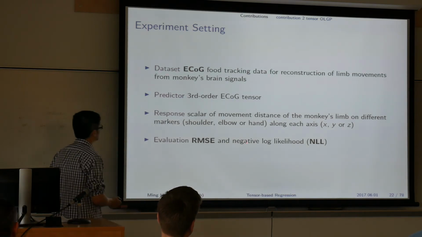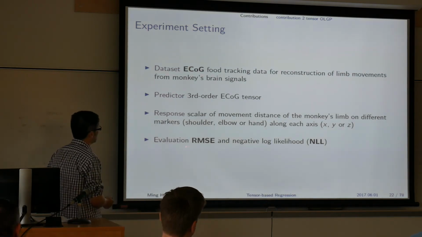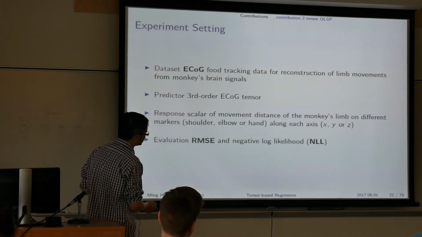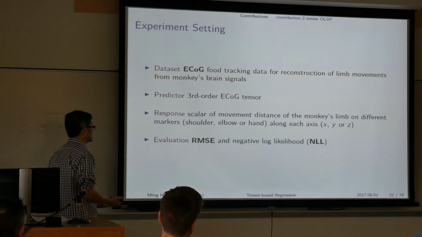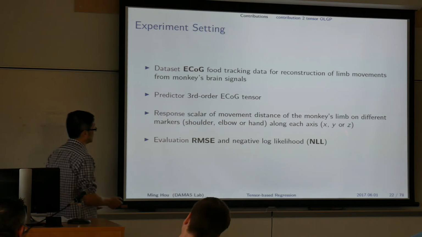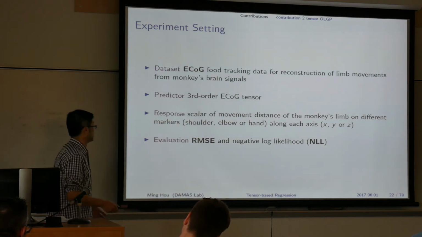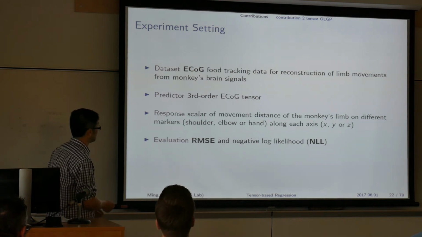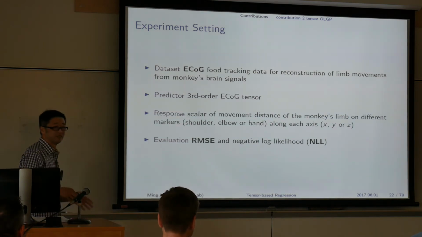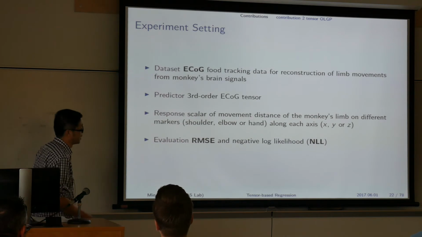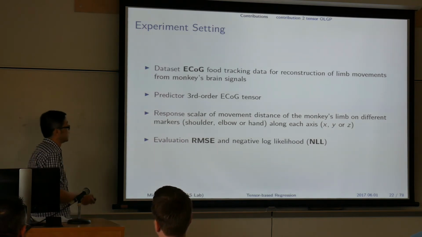For the experiment, we test our method on the ECoG data set to reconstruct limb movements from monkey brain signals. We use RMSE and ALL as the evaluation metrics. For both RMSE and ALL, a lower value indicates a more accurate result. RMSE only penalizes inconsistency, while ALL penalizes both inconsistency and uncertainty.